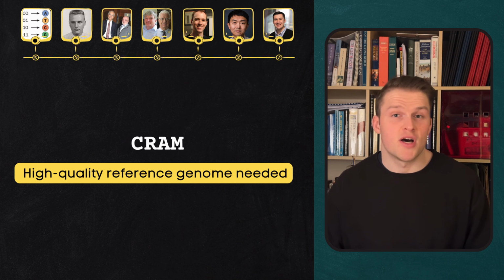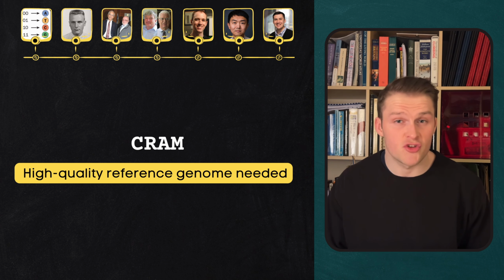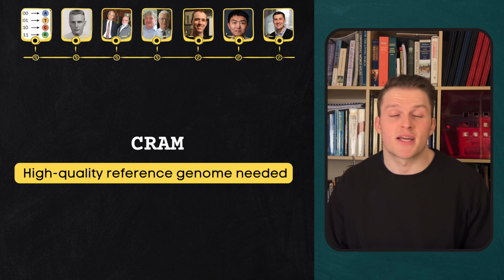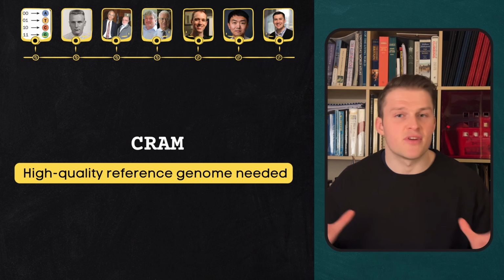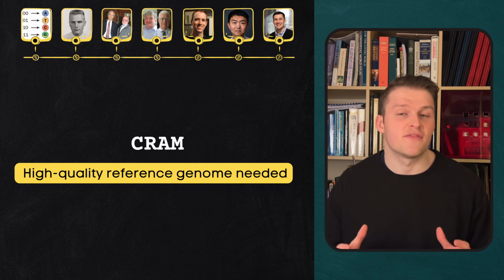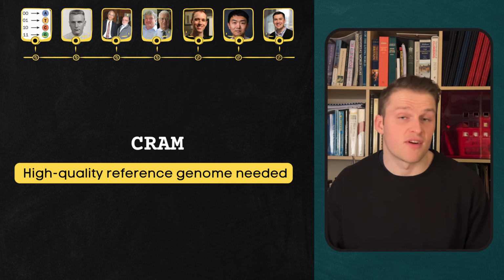But CRAM isn't perfect for every situation. It relies heavily on having a high quality reference genome, which works well for humans but can be challenging for less studied organisms. Also, highly divergent sequences like cancer genomes with massive rearrangements don't compress as efficiently because they differ more from the reference sequence.